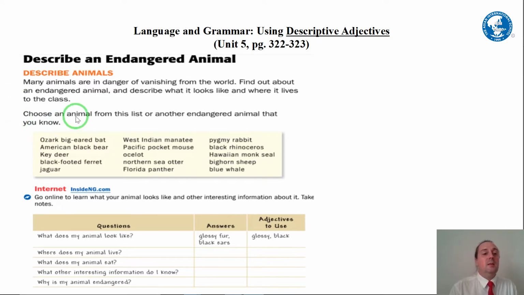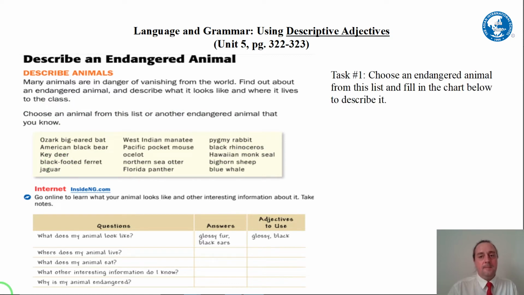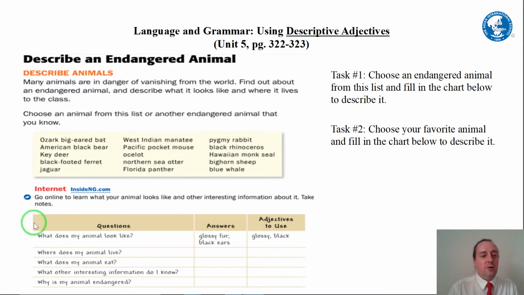Okay, so here's a list of endangered animals around the world. Okay, so I'm going to give you 2 tasks here. Here's a chart at the bottom. What does my animal look like? Where does my animal live? What does my animal eat? What other interesting information do I know? And why is my animal endangered? Why is it in danger of vanishing or disappearing from the world?